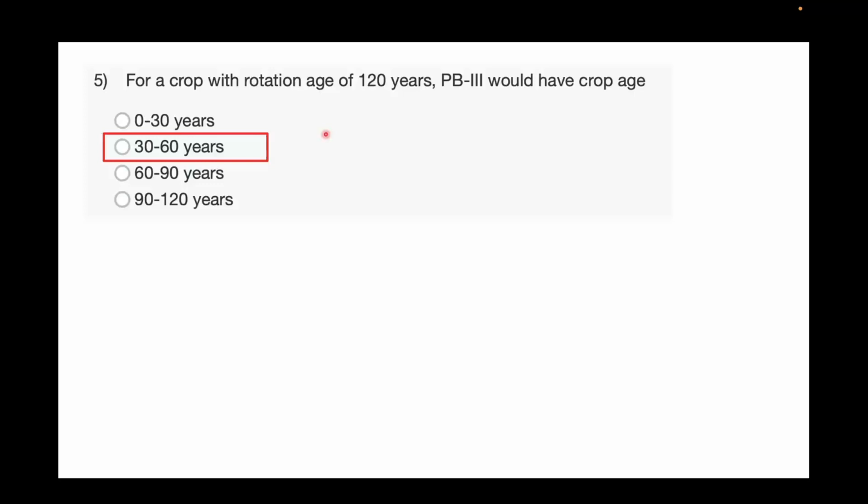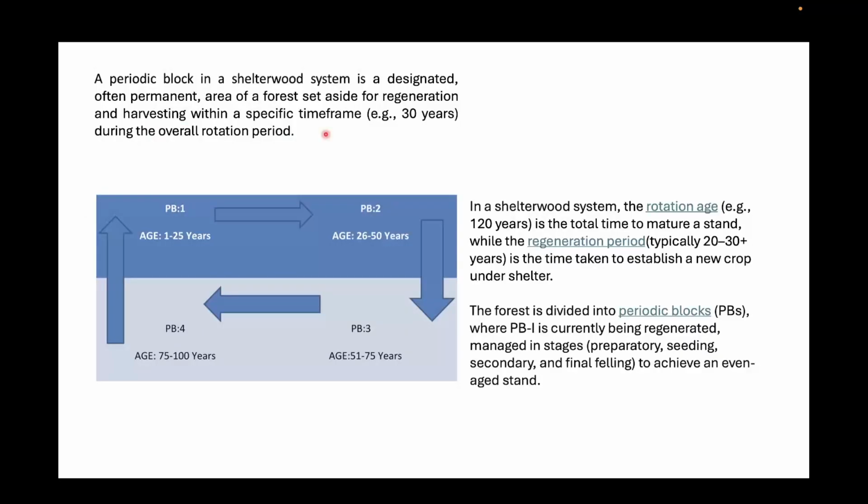Now, what is PB3 and what is PB, and how do we calculate this age of the PB? PB stands for periodic block. And what is a periodic block? A periodic block in a shelter wood system is a designated, often permanent area of forest set aside for regeneration and harvesting within a specific time frame, for example 30 years, during the overall rotation period.